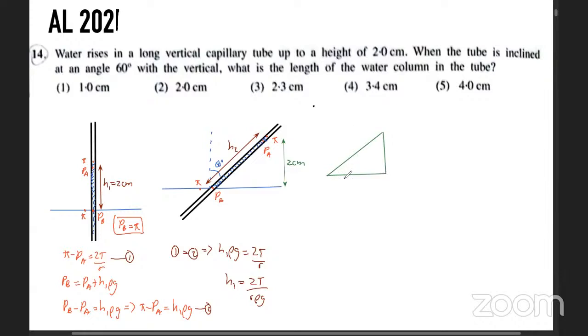This is perpendicular, and this angle is 60. This angle is 60, and then this is also 60. This is 2 centimeters, and this is h2. Then what is going to be h2, people?